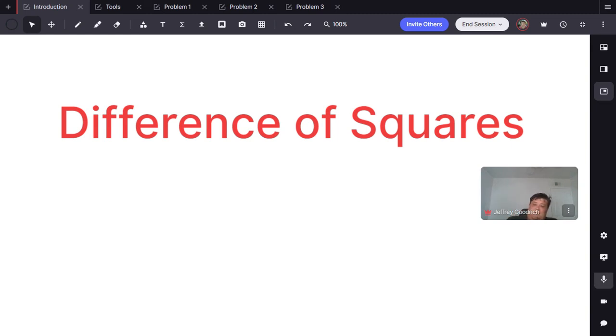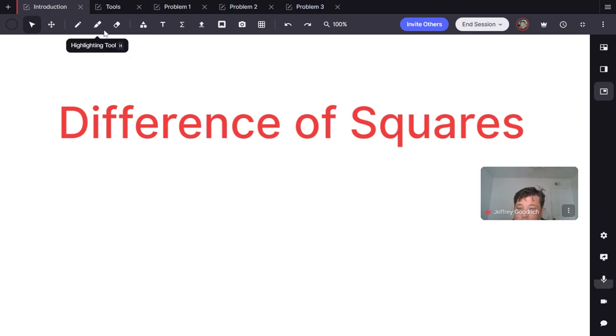Hey guys, so today we are going to be factoring quadratics using difference of squares. And this can only happen when you are subtracting two terms that can also be written as a pair of squares.